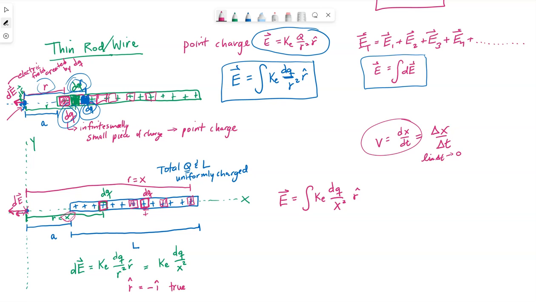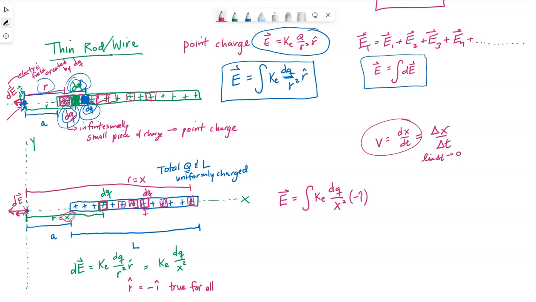Because this is true for all pieces of charge, all of these individual point charges, I can come to my original equation up here, or the equation that I'm setting up, and I can put negative i hat in there for r hat. And that's because every single piece of charge on that thin rod is going to create an electric field that points to the left at that specific location.